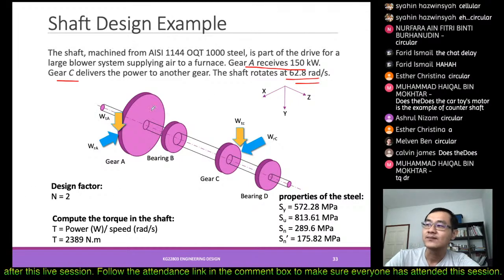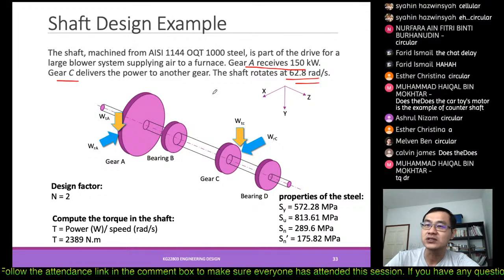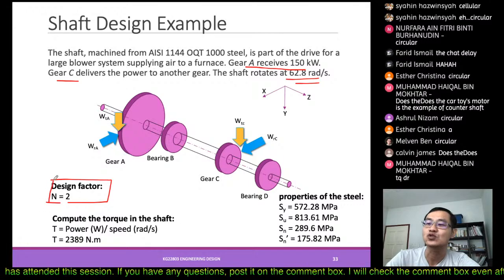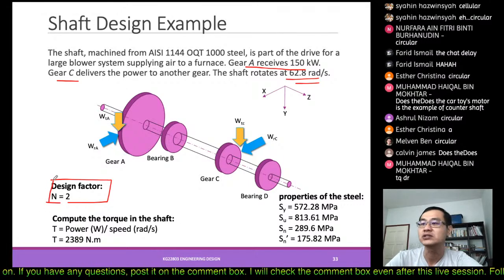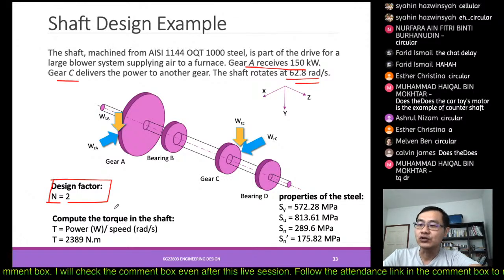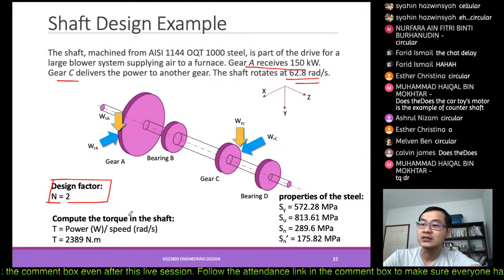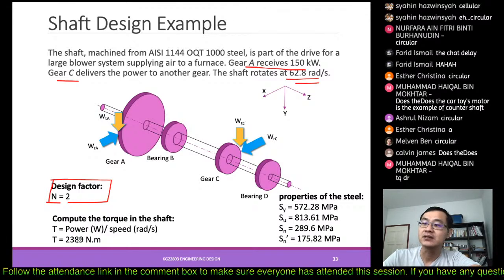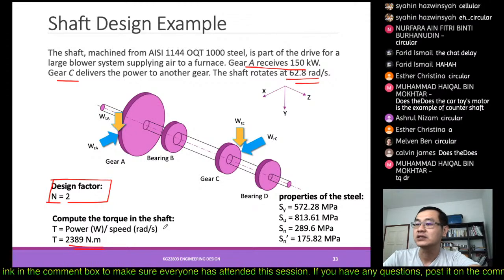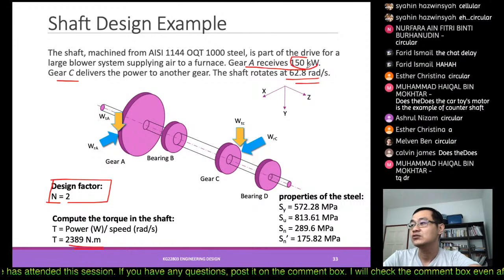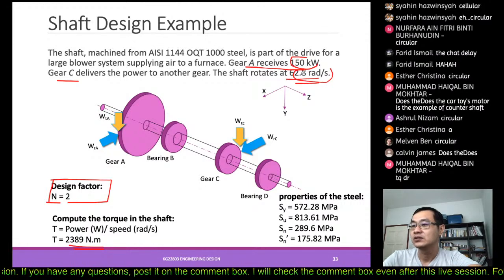What we can do is, since everything is constant and not much changes in the load, we will take the design factor as 2, the lowest one for dynamic loading. From there we will compute the torque being transmitted. To calculate the torque, it is equal to power divided by the speed. We would get this value, the torque being transmitted, so this value divided by this value.